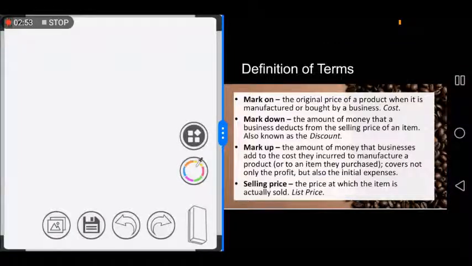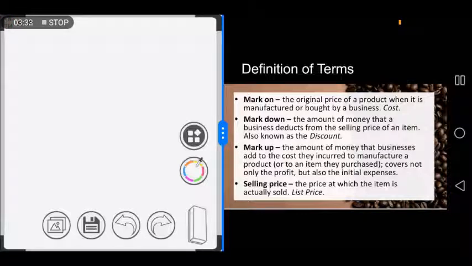So for the definition of terms, we have what we call the mark-on. So we will rarely use the term mark-on. Bakit? Because we will be using the term cost. It refers to the original price of a product when it is manufactured or bought by a business. The second term is markdown. It refers to the amount of money that a business deducts from the selling price of an item. So this one is also known as the discount. So we will use the terms cost and discount more often.